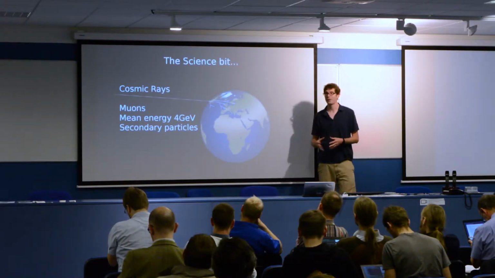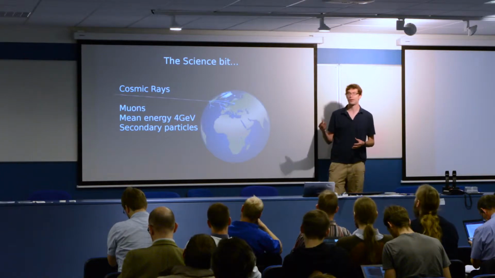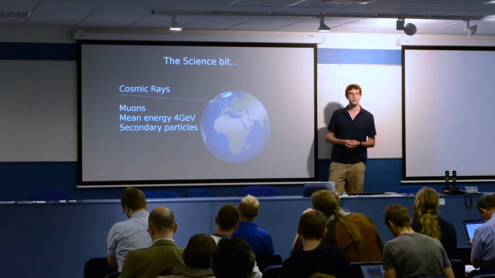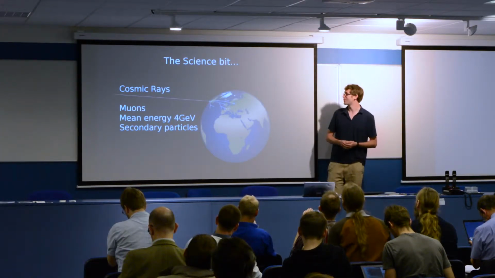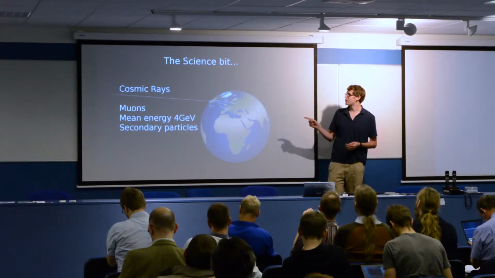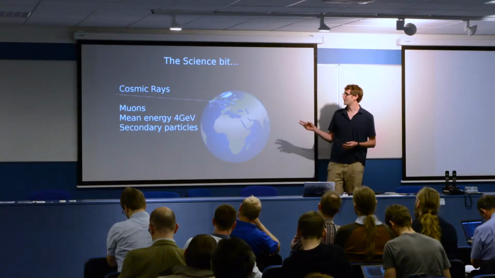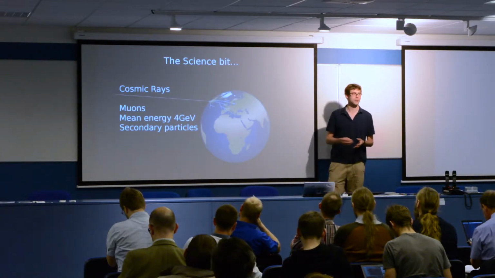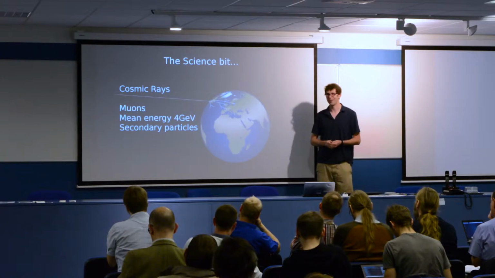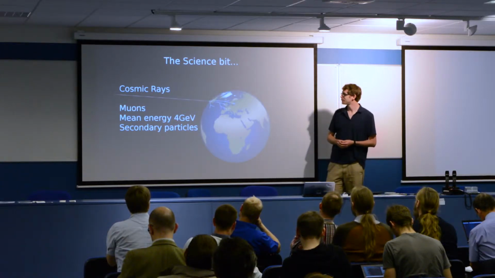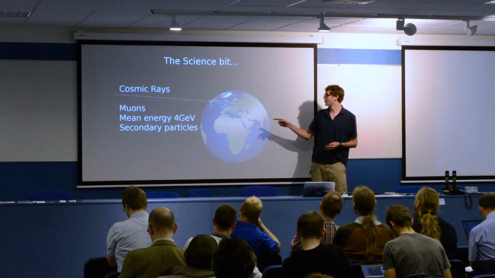Some science background. Cosmic rays are continuously falling on the Earth from the distant regions of the universe. The ones we're interested in are called muons, a type of subatomic particle, and the ones we typically detect have a mean energy of 4 GeV, for anyone with a physics background. That's not me, I'm an electrical engineer. What we're actually detecting is the secondary particles.